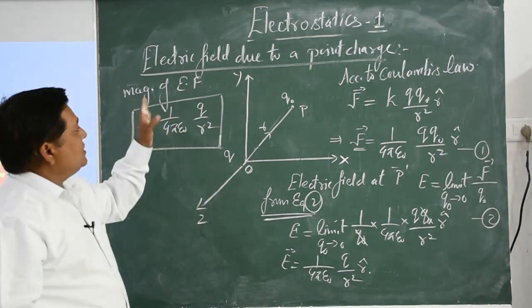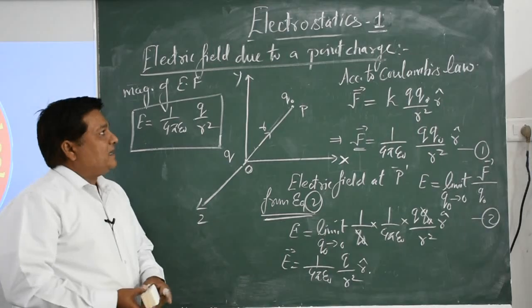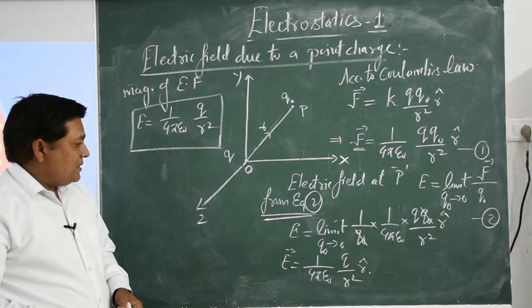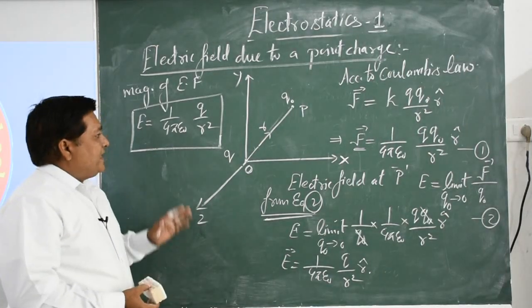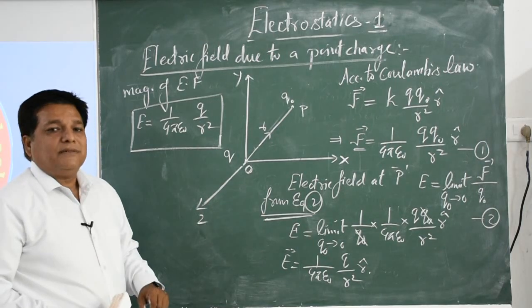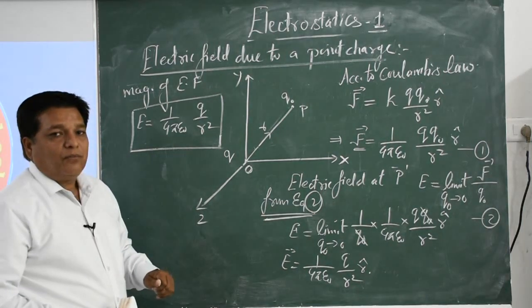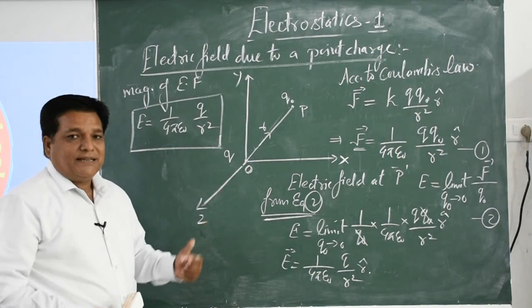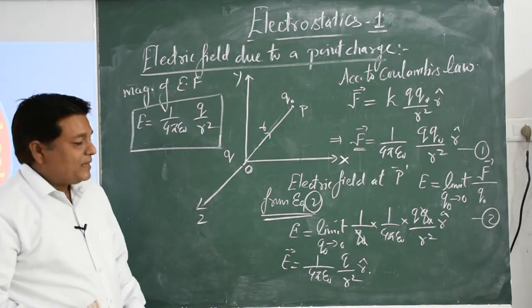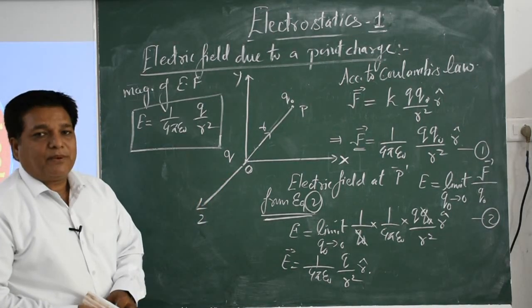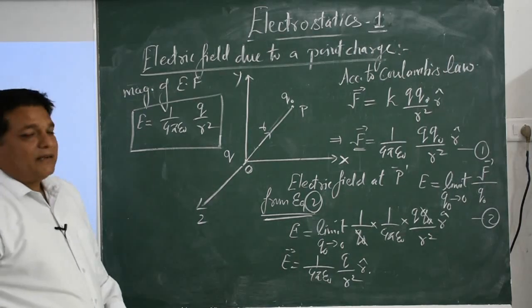Now that's all for the electric field due to a point charge. Now we can simply also derive the formula for electric field due to a point charge by putting two charges there. I already explained to you there. Okay, let us take the next topic. Our next topic will be electric field lines.